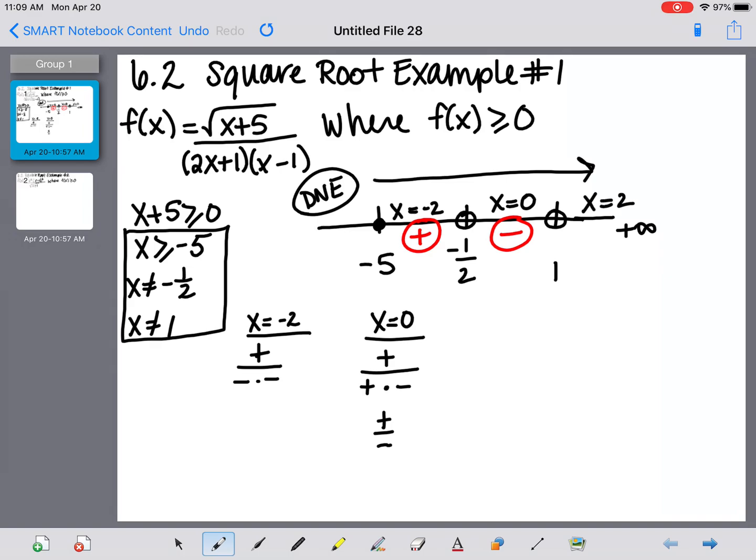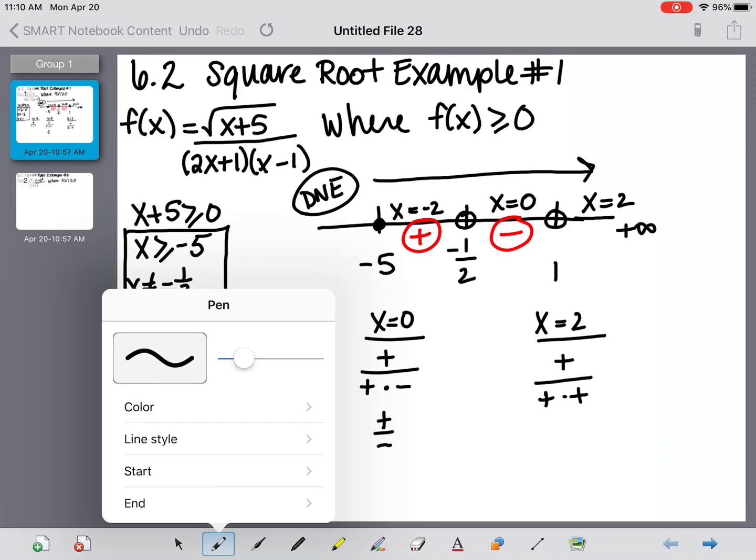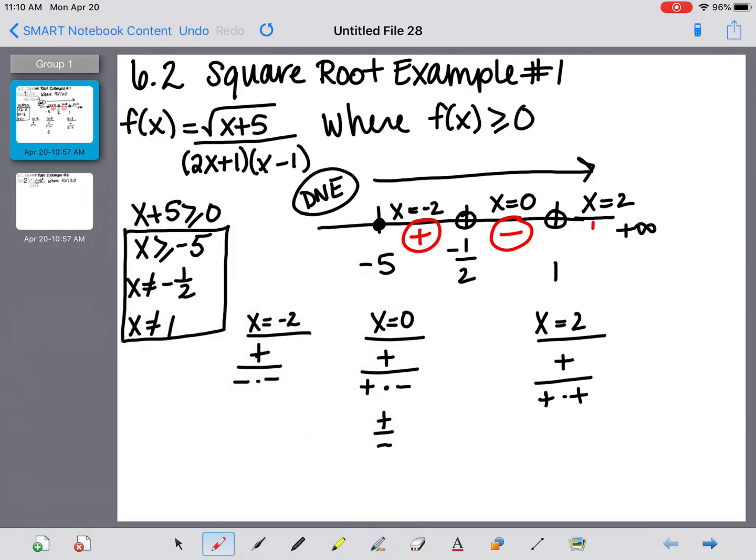And then last we could say x equals 2. Again, we're getting a positive on the top. That's not by coincidence. We set it so that we only got a positive number. When I plug it in on the bottom, I'm going to get a plus times a plus, positive over positive. This last interval is plus.